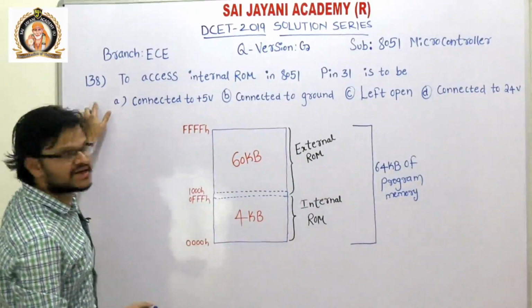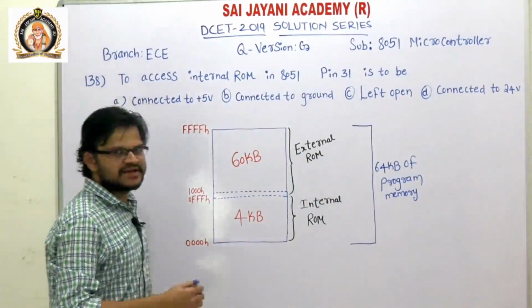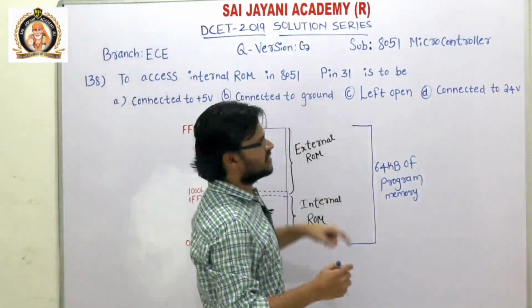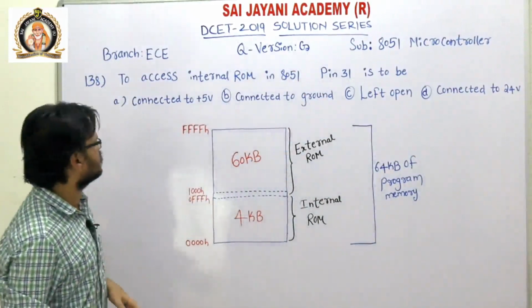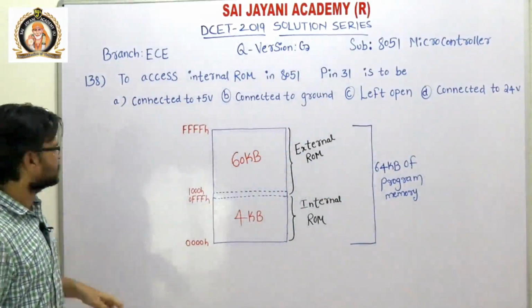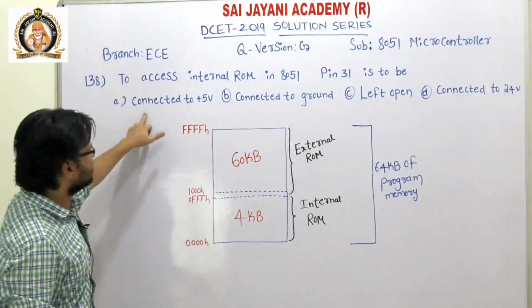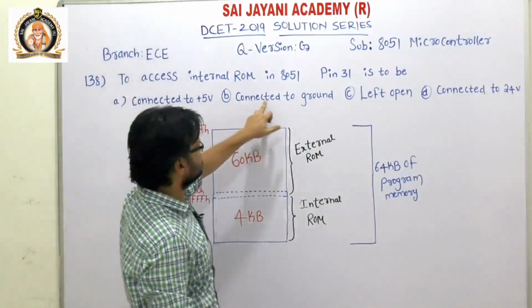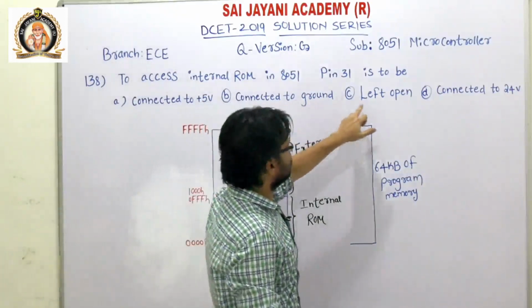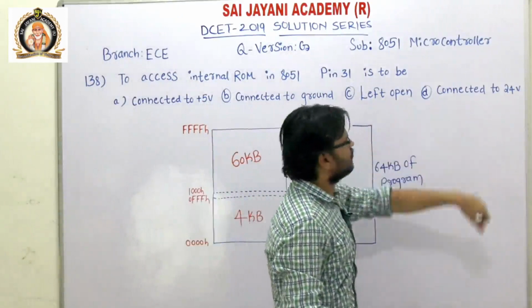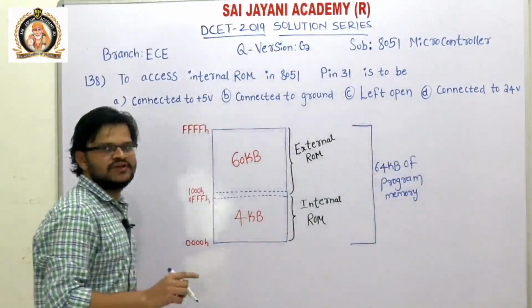Question number 138. To access the internal ROM in 8051, the pin number 31 is to be connected to... They are given 4 options. The first option is connected to plus 5 volt. The second option is connected to ground. The third option is left open, and the fourth option is connected to 24 volt.